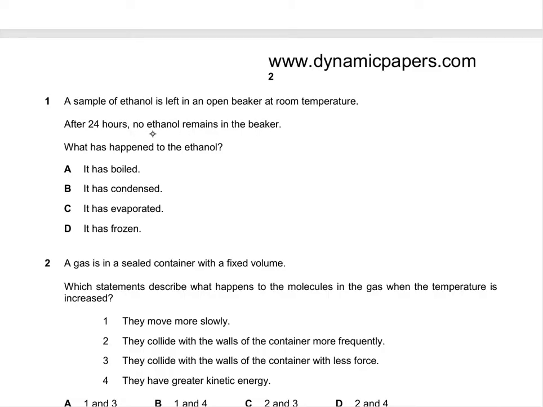There is no ethanol remaining in the beaker. That means the ethanol escaped. When any substance escapes, that means it has evaporated. So the ethanol had evaporated as it escaped.